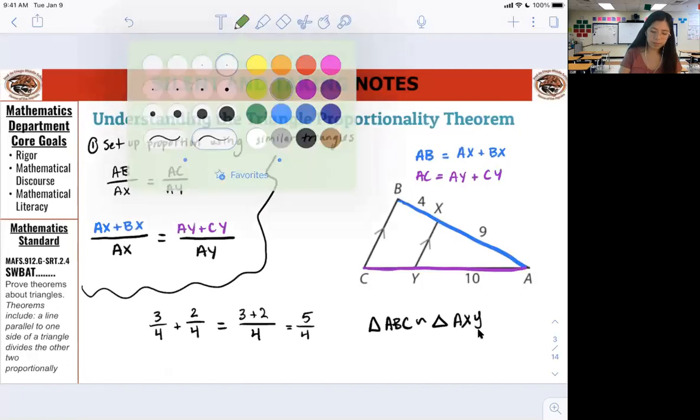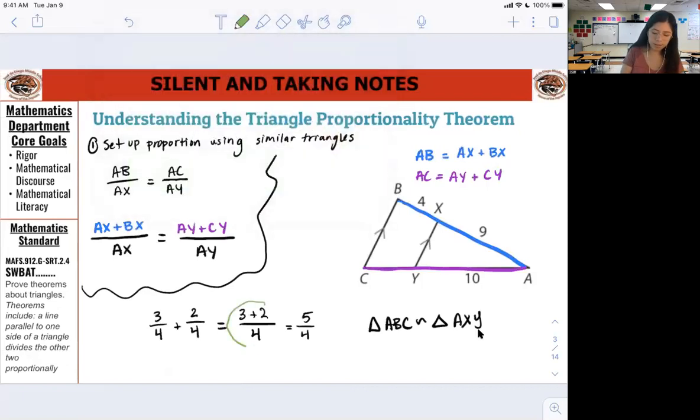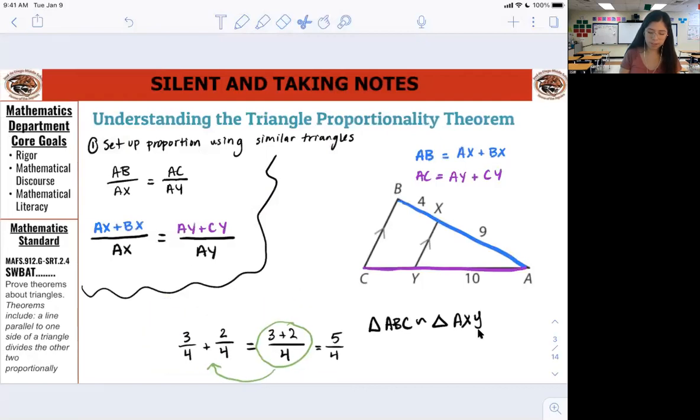So what we can do is take something that looks like this and split it up into something that looks like that. If I have 3 plus 2 over 4, that's the same as 3 over 4 plus 2 over 4. So I'm going to do that with my fractions. Let me move this. I'm going to keep this on the screen so you can see it, just moving it down a little bit.